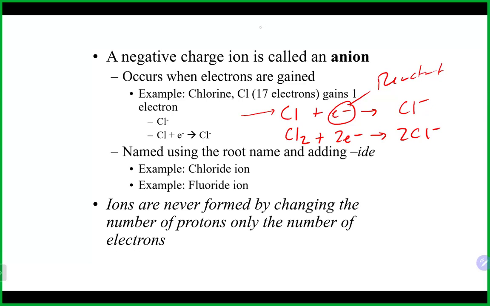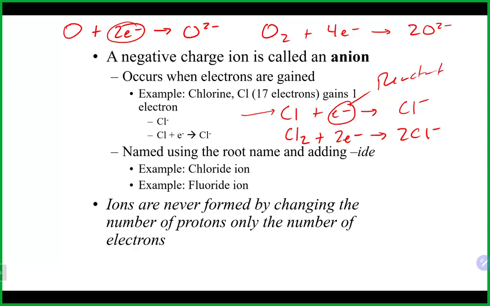Same thing here, if you had something like oxygen, it would pick up 4 electrons and would make 2 O2-. And that is because each individual oxygen atom is going to pick up 2 electrons and become negatively 2 charged. And again, here we see the electron on the reactant side to indicate that it's being gained.